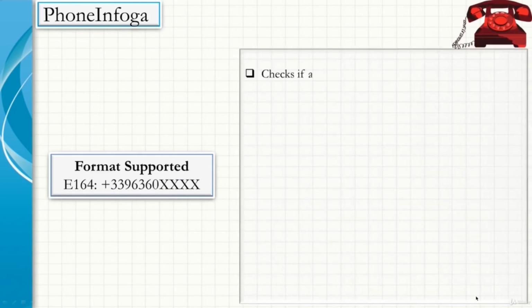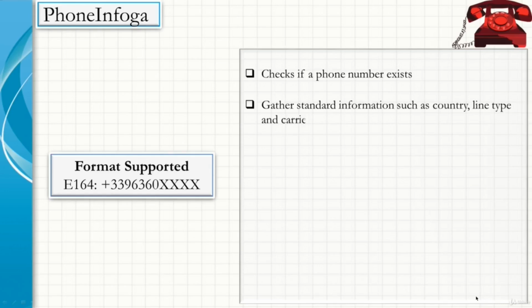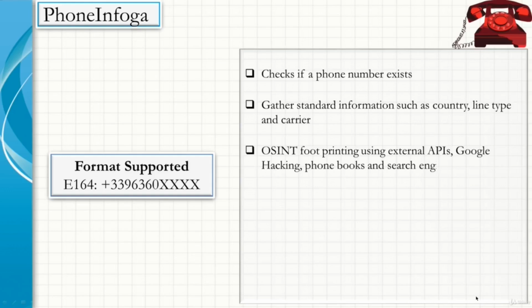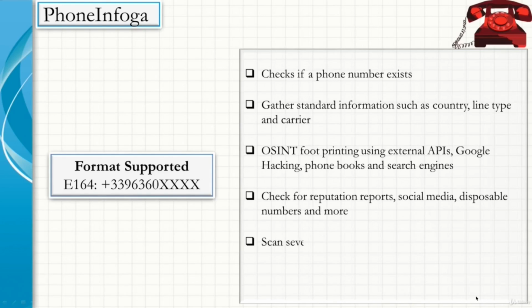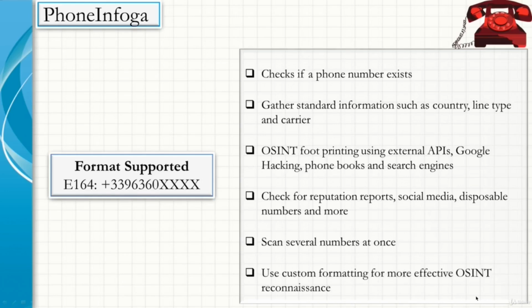Let us have a look at the PhoneInfoga tool. The format that is supported is E164. It checks if a phone number exists. It gathers standard information such as country, line type, and carrier. OSINT footprinting using external APIs, Google hacking, phone books, and search engine is supported. It checks for the reputation report, social media, disposable numbers, and more. It scans several numbers at once and uses custom formatting for more effective OSINT reconnaissance.